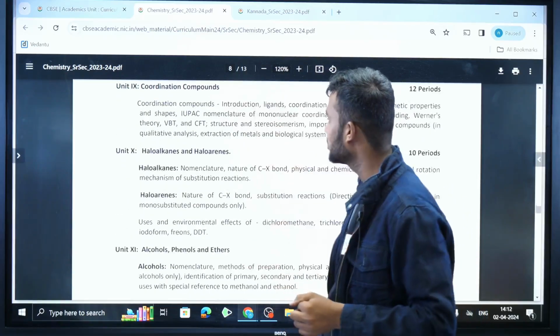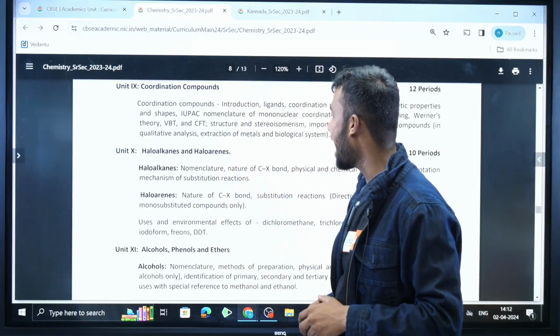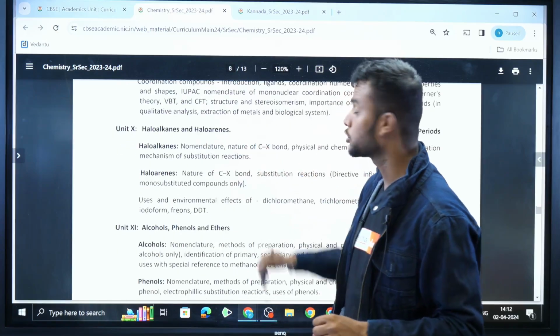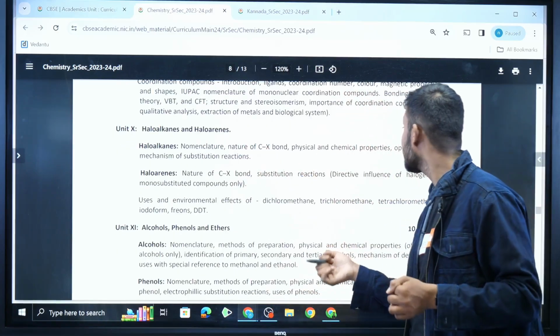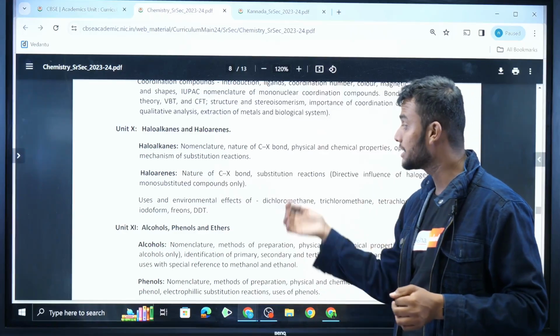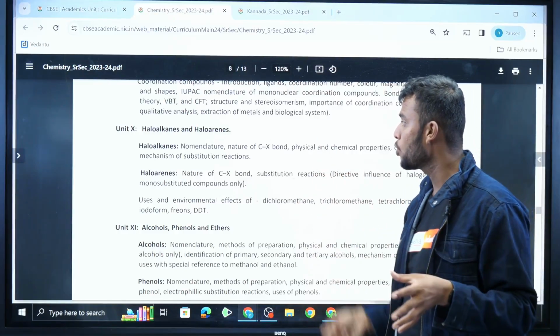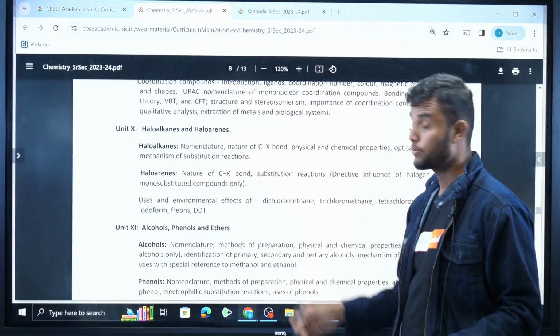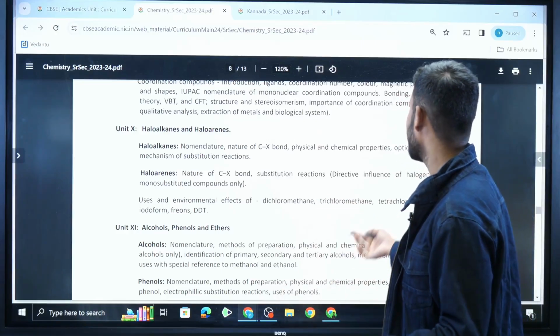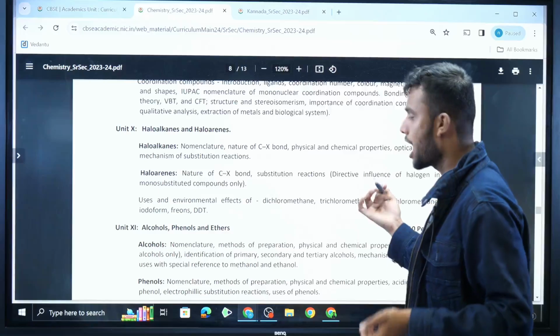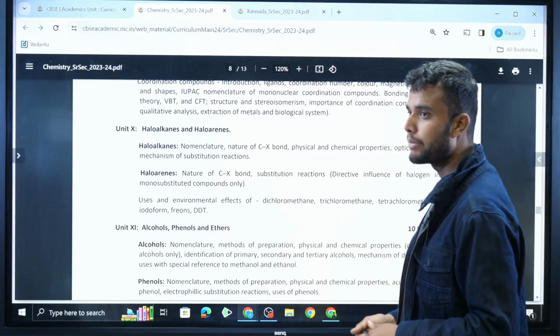And coordination compounds, especially this one, haloalkanes and haloarenes. In haloalkanes, we discuss the nomenclature part, nature of C-X bond, physical and chemical properties. In haloarenes, nature of C-X bond. What is the relation between haloarenes and haloalkanes? We discuss that one, uses and environmental effects of dichloromethane, trichloromethane, tetrachloromethane. We already know these are all greenhouse gases, right, my dear students?